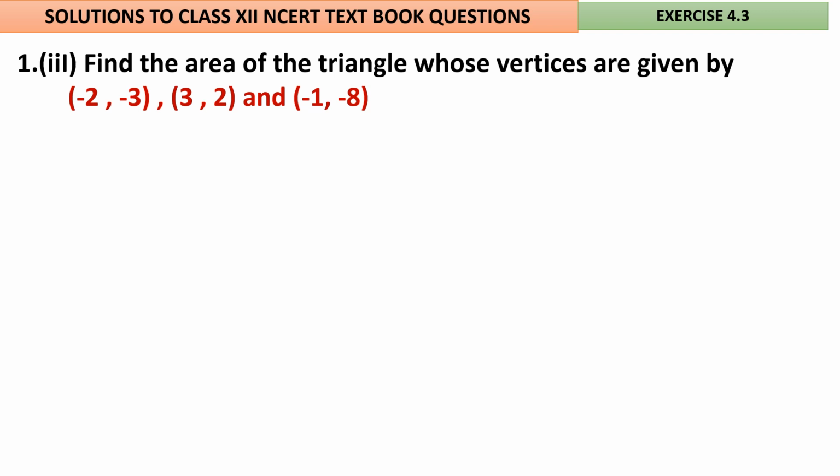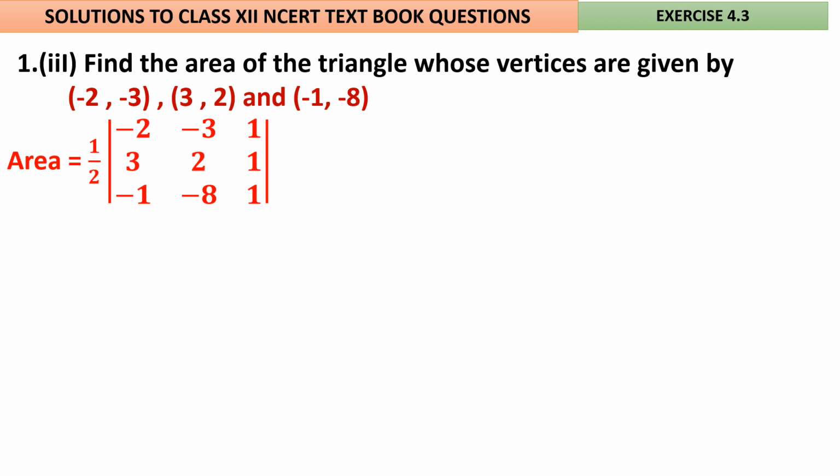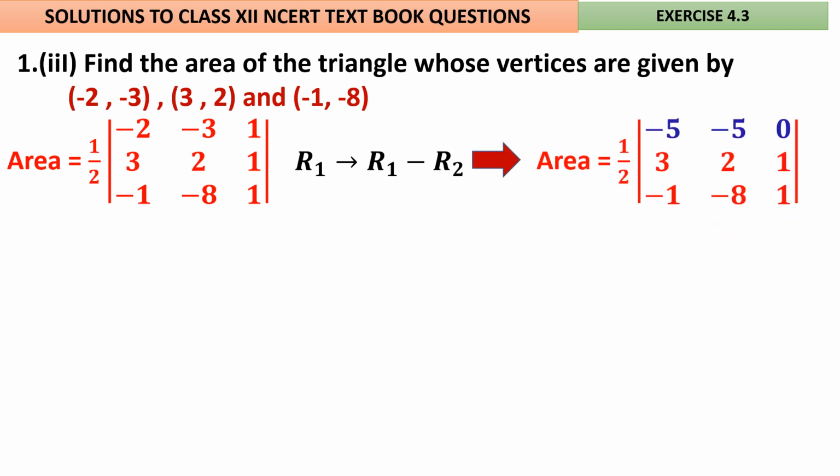Question. Once again, area of a triangle, vertices are given. I am putting it in the determinant form. If you want to make some zeros, R1 you can write as R1 minus R2. Minus 2 minus 3 is minus 5. Minus 3 minus 2 is minus 5. Then 1 minus 1 is 0.